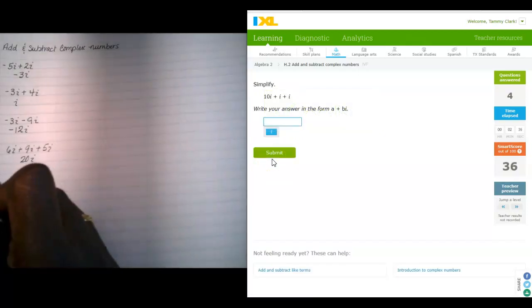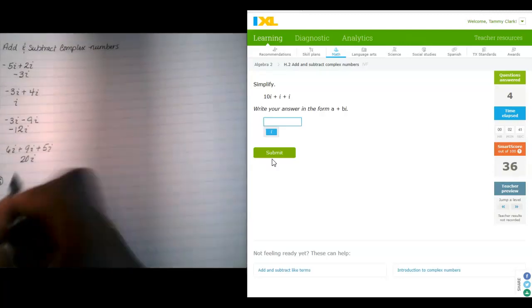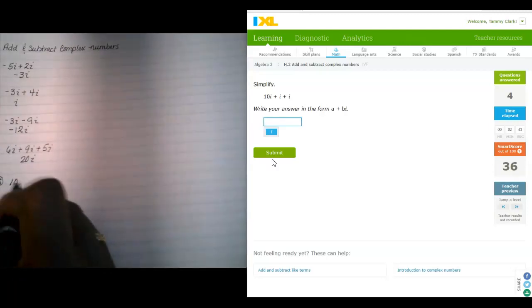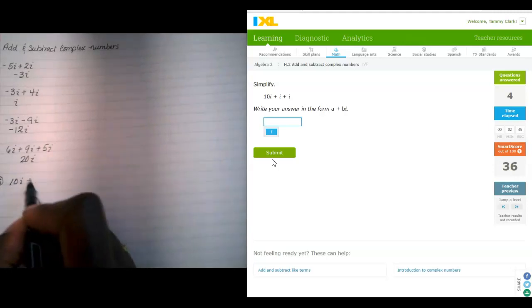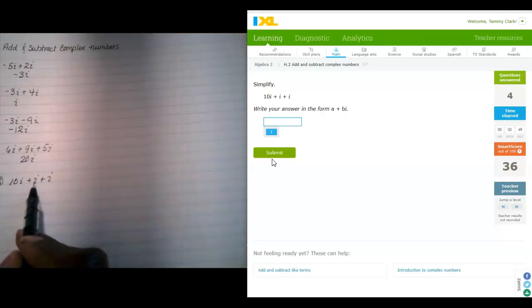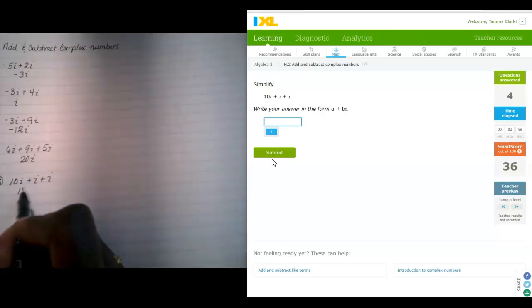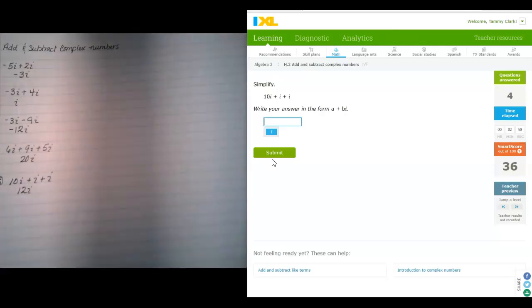Number 5, this would be 10i plus i plus i. Well, we know that there is an imaginary 1 in front of each of these i's, so it's really 10i plus 1i plus 1i, which would be 12i.